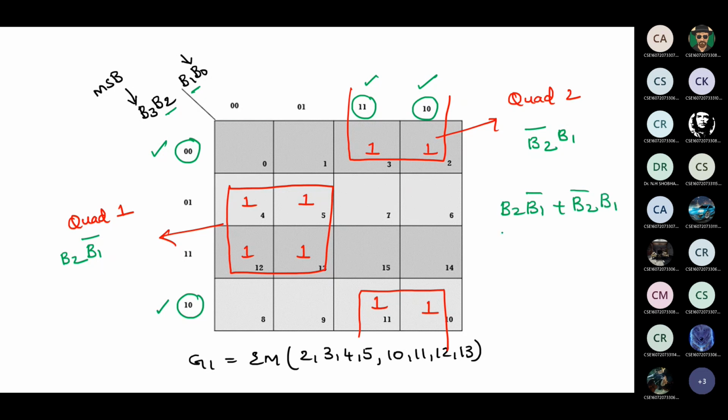Is there any other way to write this one? B2 XOR B1. Did everyone understand this one? How I wrote the equivalents? Yes, sir. Or should I repeat once again? Done. So we got the answer for G1 also.